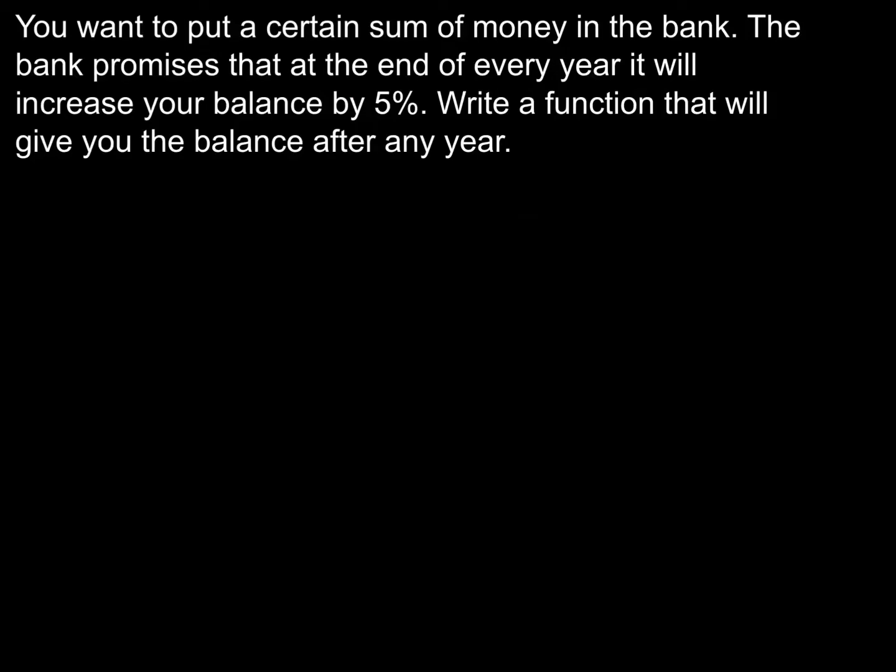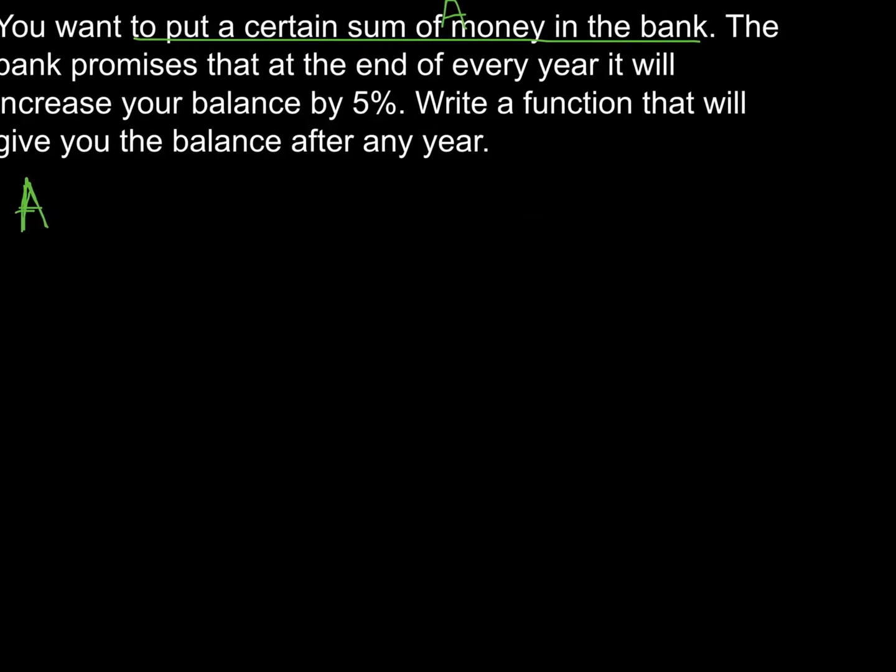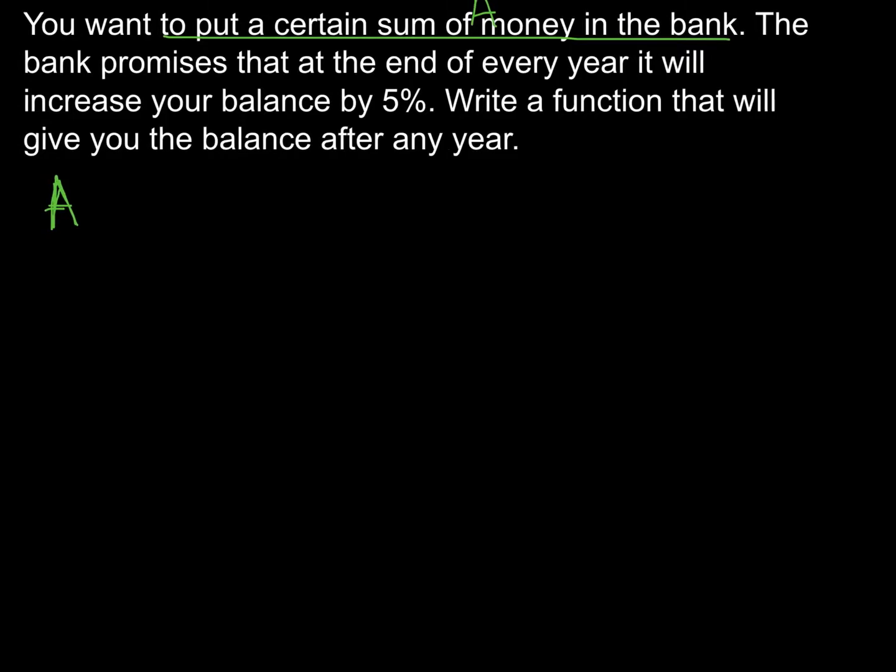So right off the bat, there are a couple things that we want to talk about. First, what do we call this certain amount of money that we're putting in the bank? Let's give it a name. Let's call this sum of money that we're putting in the bank A. And we don't know how much it is. We're just going to say it's some value A. It could be 100, could be 1,000, whatever it is. But we just want to leave it as general as possible. And the other thing that we know is that every year the balance increases by 5%.